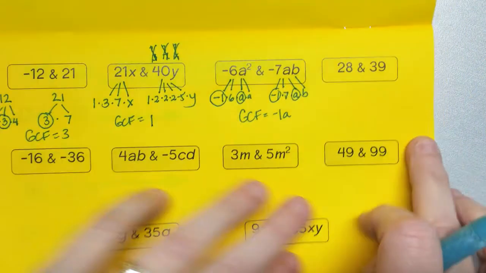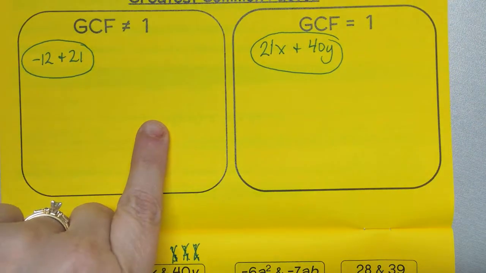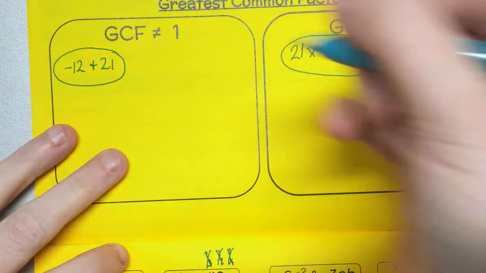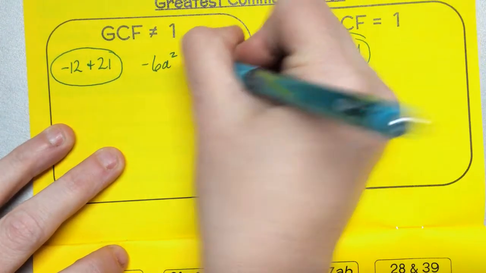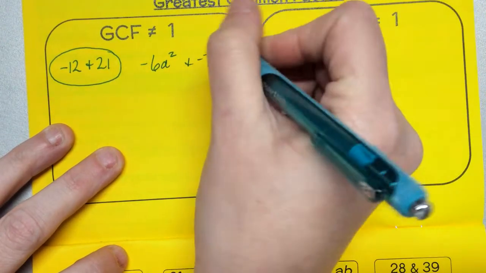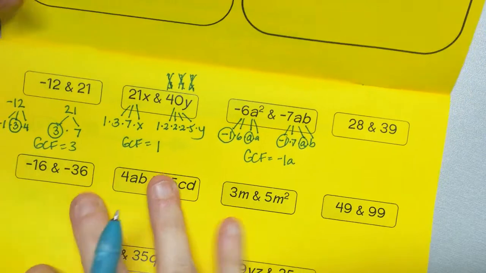And so where would this one go? Is it 1 or not 1? It's not 1, so I'm going to put it here. So I'm going to put -6A squared and -7AB. I've already spent a lot of time on this, so I'm going to save these for us to do in class tomorrow.